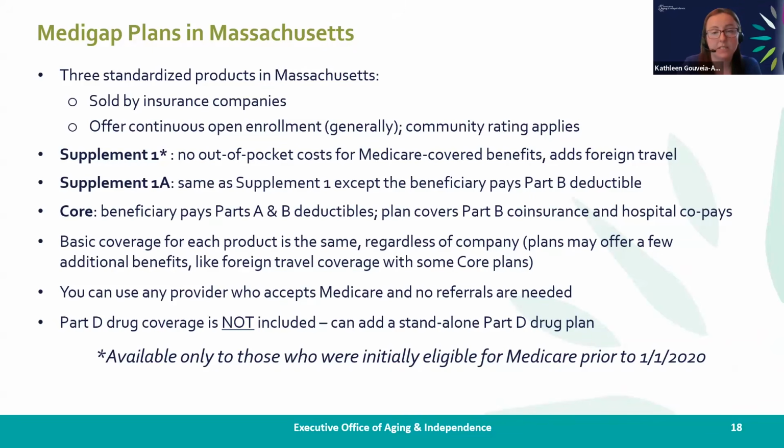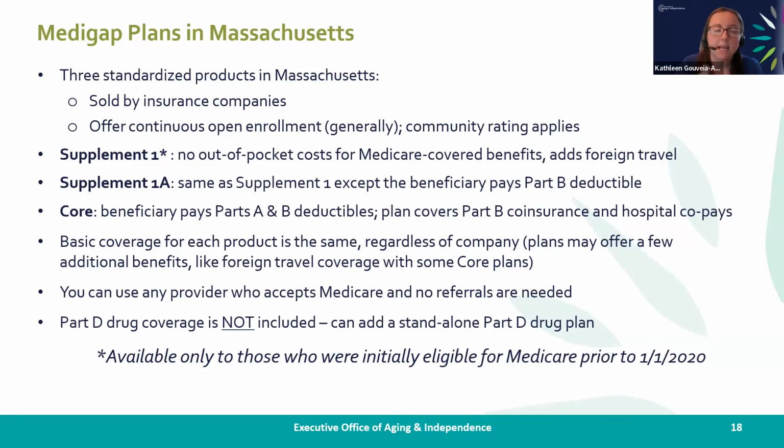Medigap plans in Massachusetts. There are 3 standardized products here in Massachusetts that are sold by insurance companies. They offer continuous open enrollment. The different types of standardized plans include Supplement 1, which would give the beneficiary no out-of-pocket cost for Medicare-covered benefits. They generally add foreign travel as well. Supplement 1 is only available to those who are initially eligible for Medicare prior to January 1st, 2020.